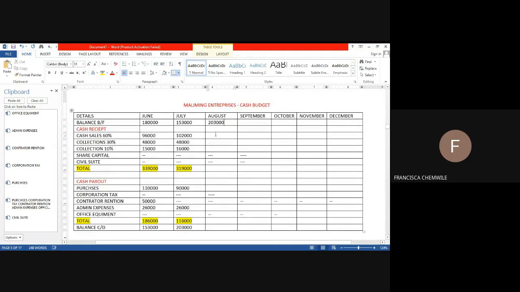I have a question. Go ahead. Are the administration expenses occurring across all months? Yes, they are occurring in all months. It has been written monthly administrative expenses, so it's a fixed cost. Thank you. Welcome.